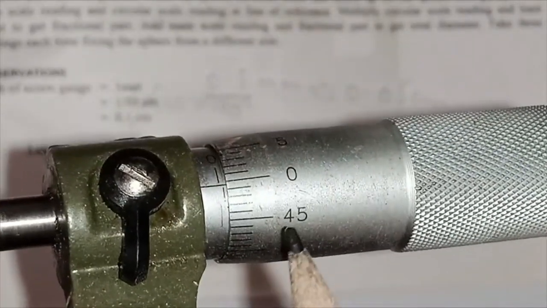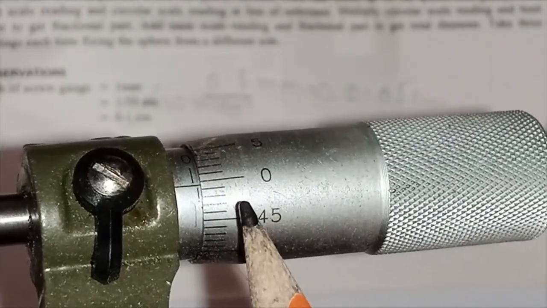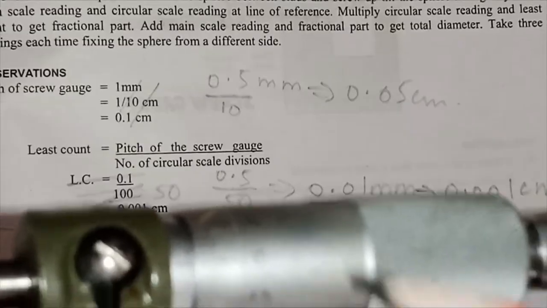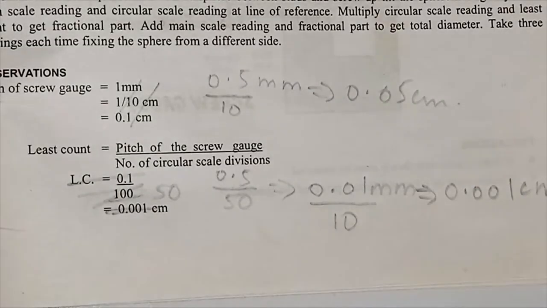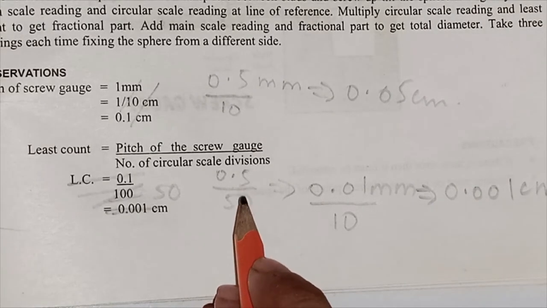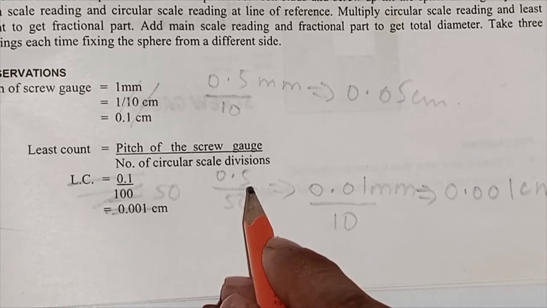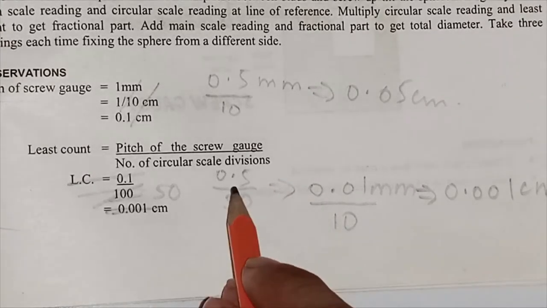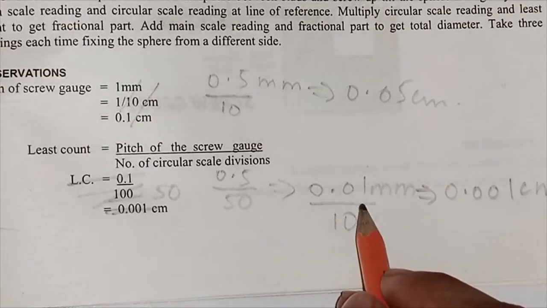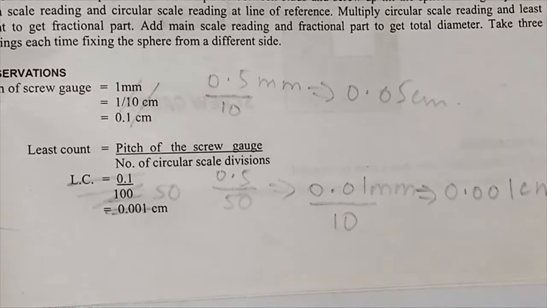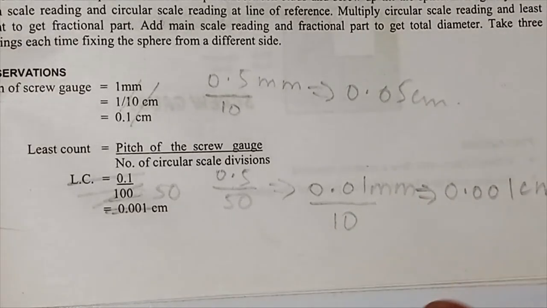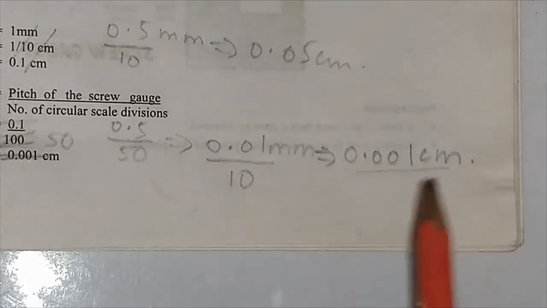This is 45, 46, 47, 48, 49 and 50, and again starting with 0. So the total number of divisions on the circular scale is 50. Therefore we divide 0.5, which is the pitch, or the distance between two consecutive threads. Another definition of pitch is the perpendicular distance between two adjacent threads. So 0.5 divided by 50 comes out 0.01 millimeter, and we divide by 10 because we want to convert this reading into centimeter. So the total answer of least count is 0.001 centimeter.